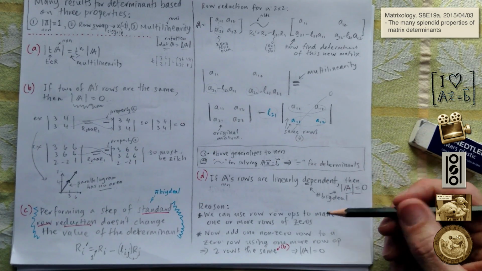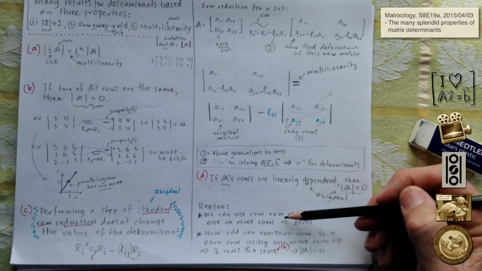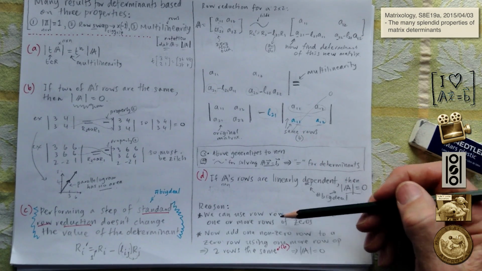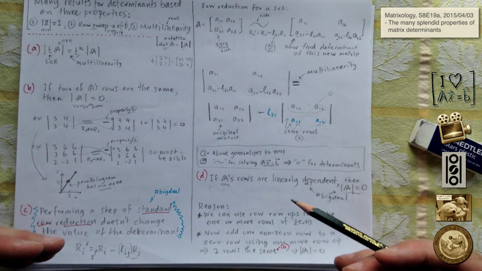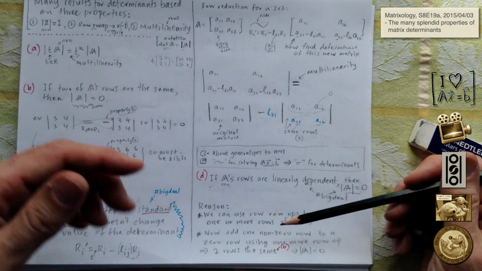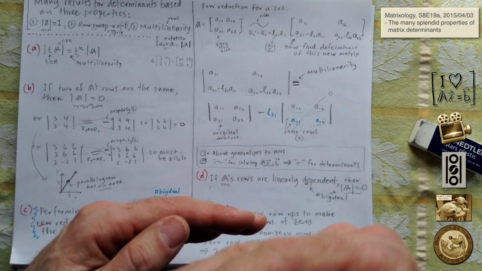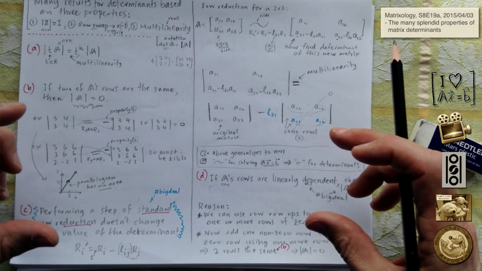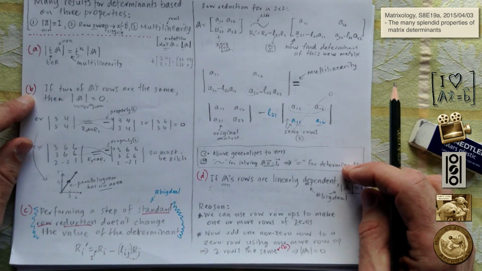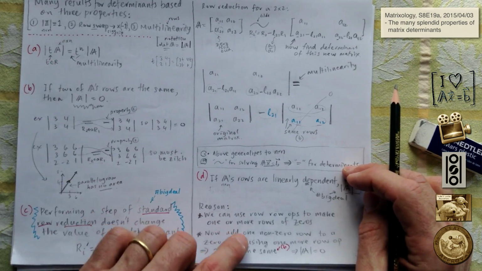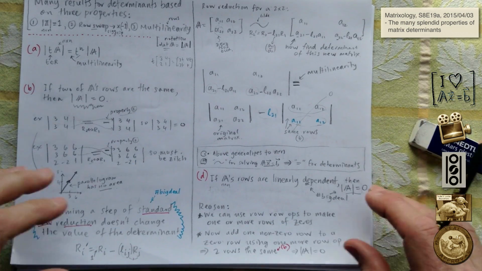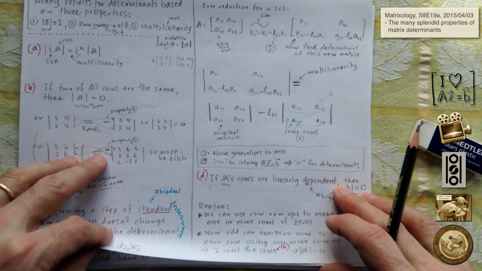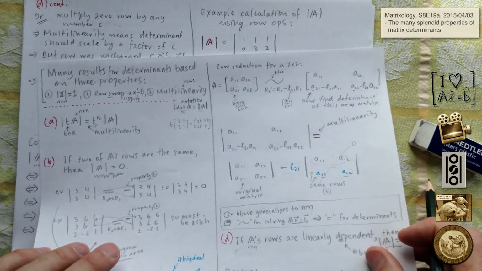Big deal. So we can use row operations to make one or more rows of zeros, right? That's what's going to happen because they're linearly dependent. And now we could just add one of those non-zero rows that are left to the 0 row, and we'd have two rows that are exactly the same. And then we could use B again. This was sort of a funny, quirky result. More generally, if you see a row of zeros, then the determinant is 0.